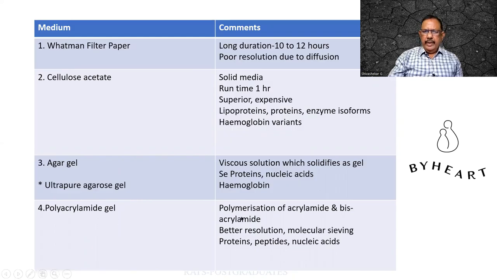Polyacrylamide gel. It is the polymerization of acrylamide and bisacrylamide. So this is one. It provides a better resolution and molecular sieving. So at least for some of the media we should be remembering what is the pitfall, what is the advantage, where it is being used.